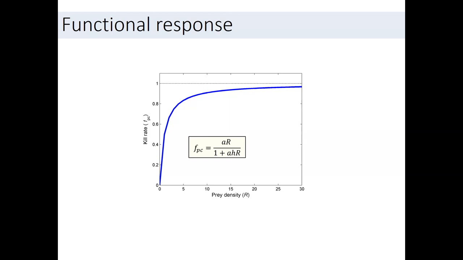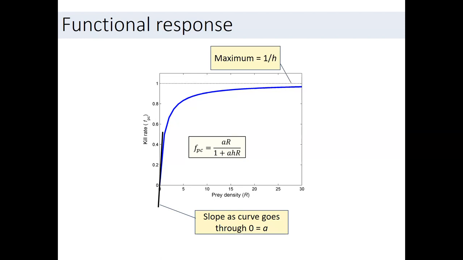The typical equation we use for this is the Holling disc equation, or the type 2 functional response. It has two important parameters, A and H, and you can see those readily in the figure. A is the slope of this line as it goes through the origin. You can tell that because when R gets really, really small, this whole denominator goes to 1, which means you're left with AR. And you can see the handling time, H, up here, because 1 over H sets the asymptote to which the line approaches. So we have two parameters.